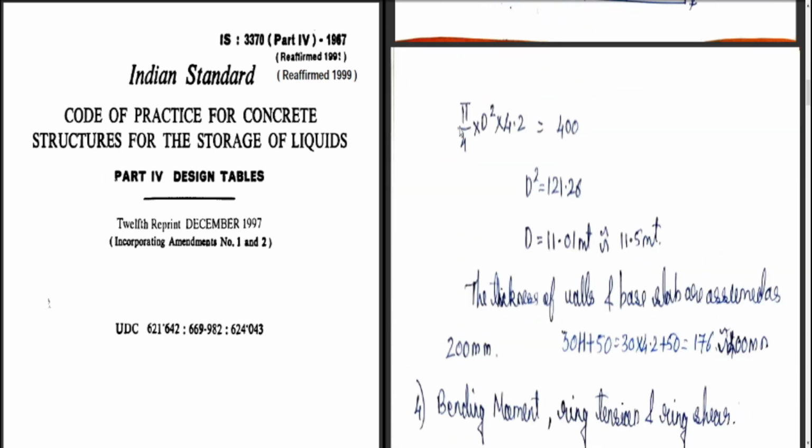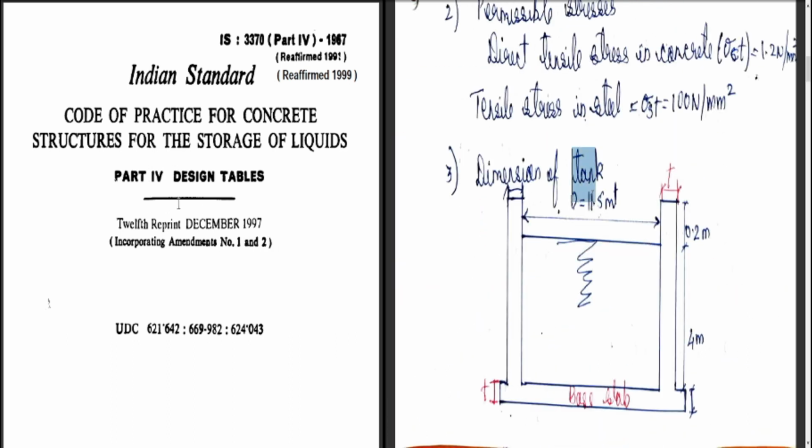So equating the volume of water or capacity to the dimensions of the circular water tank: pi by 4 into d square into 4.2, where 4.2 is h, equal to 400 meter cube. This is the capacity in liters, that is 4 lakh liters. So substituting, we get d square is equal to 121.26. Taking the root of it, we get the diameter d is equal to 11.01 meter. So we are rounding it off to 11.5 meter. This is what I have written here. Diameter is equal to 11.5 meters.